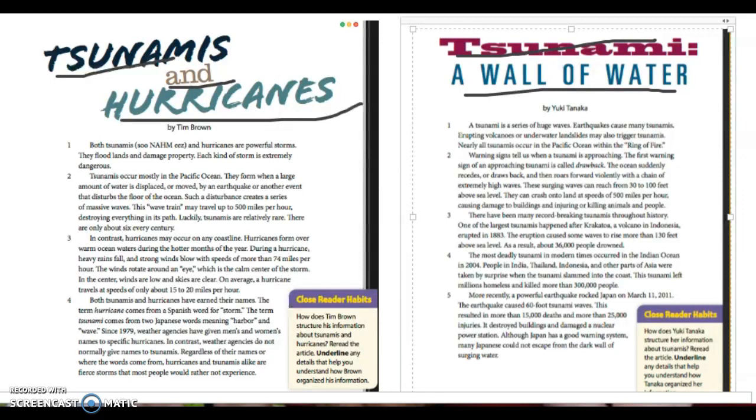Next is going to be run through a number. In Tsunamis and Hurricanes, I see there are 4 paragraphs. In Tsunami, the Wall of Water, we have 5 paragraphs.